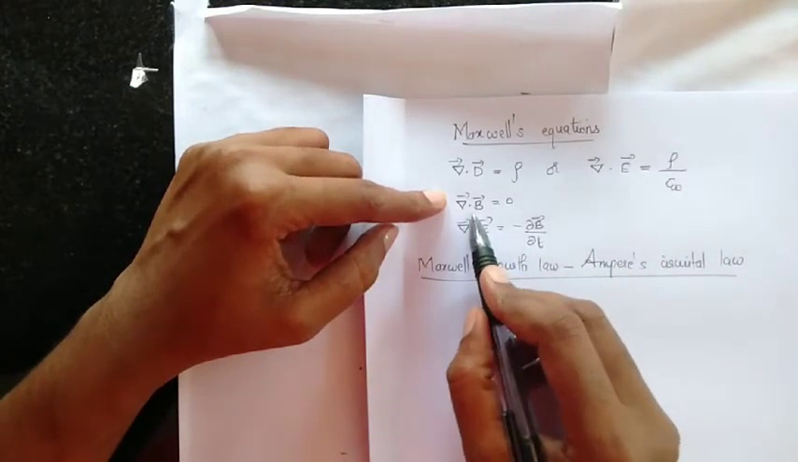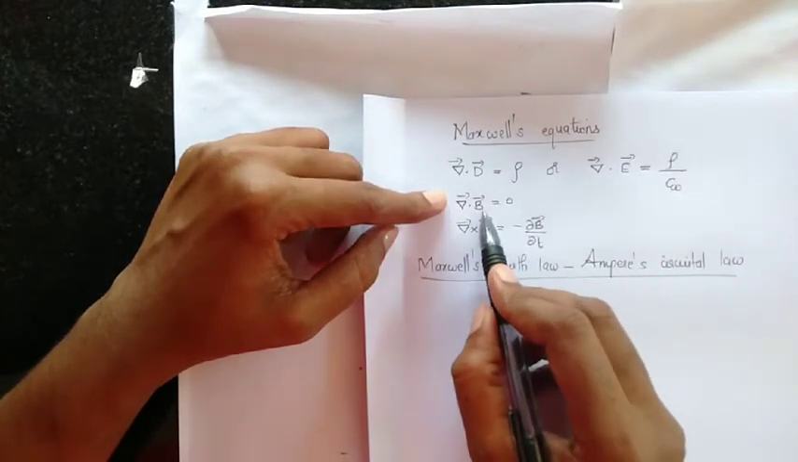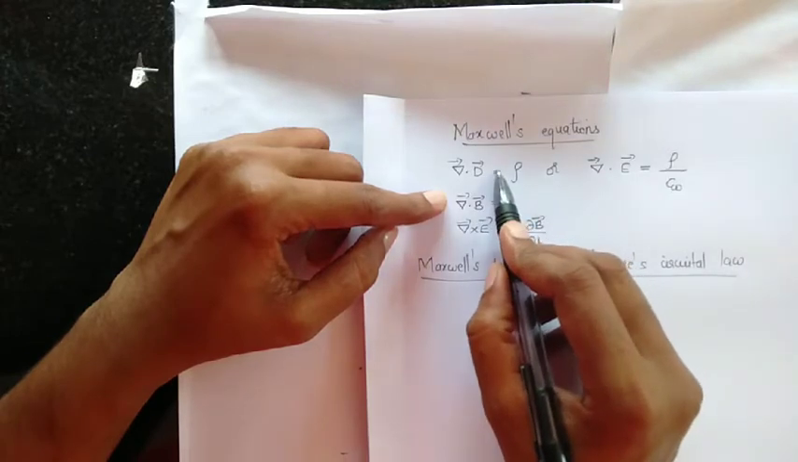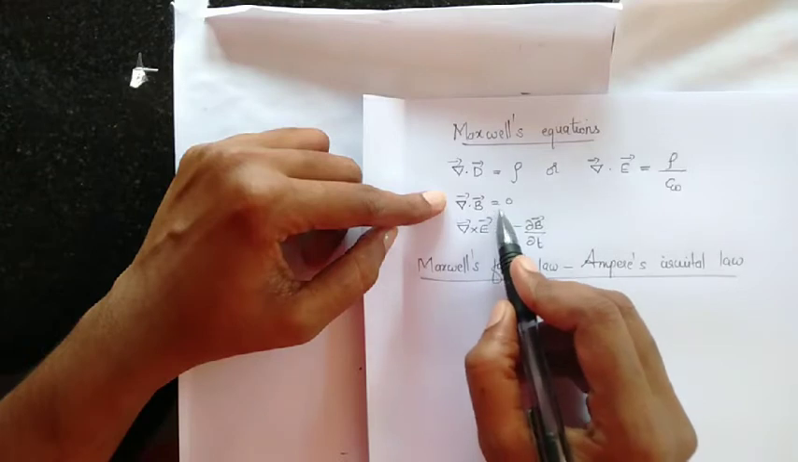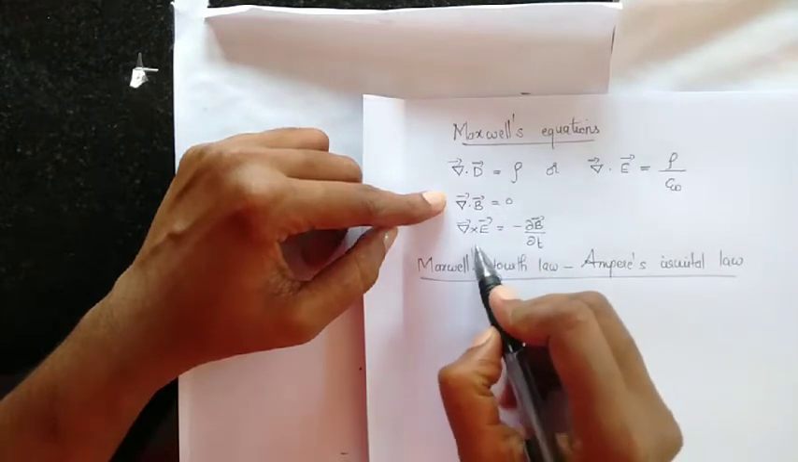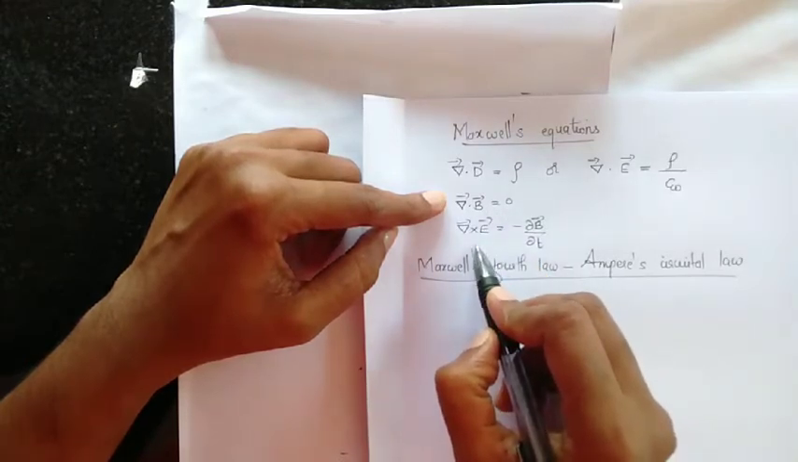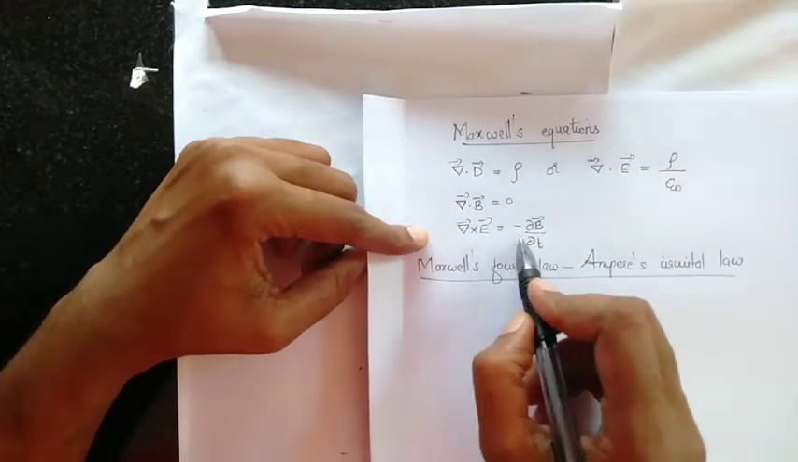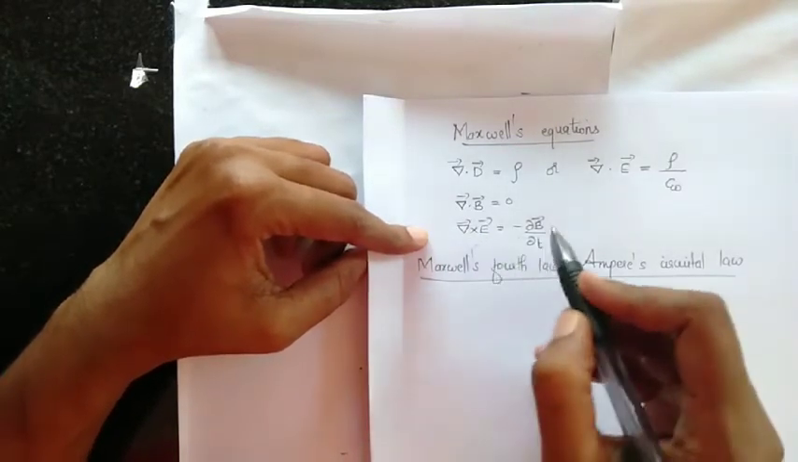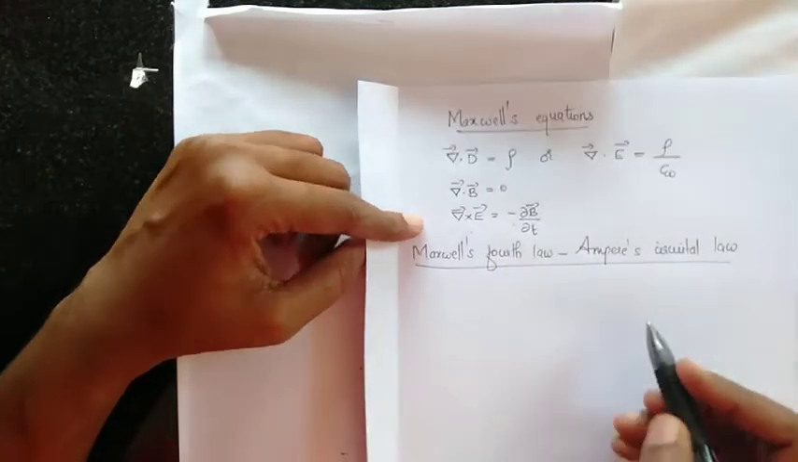The second equation was Gauss's law in magnetism. The first was Gauss's law in electrostatics. Gauss's law in magnetism was del dot B equal to 0. And the third one was Faraday's law of electromagnetic induction. Maxwell gave this equation in this format: del cross E equal to minus dou B by dou T.